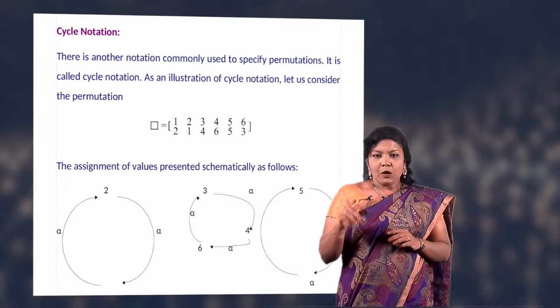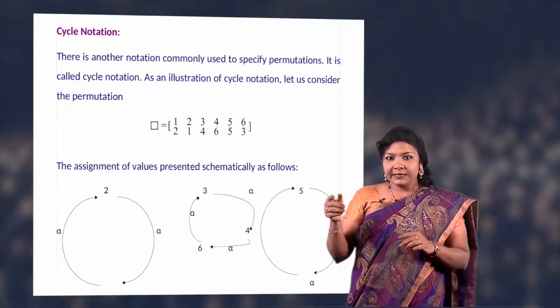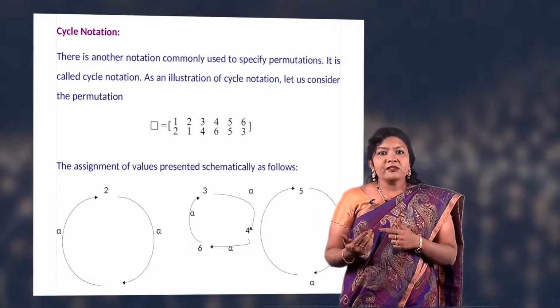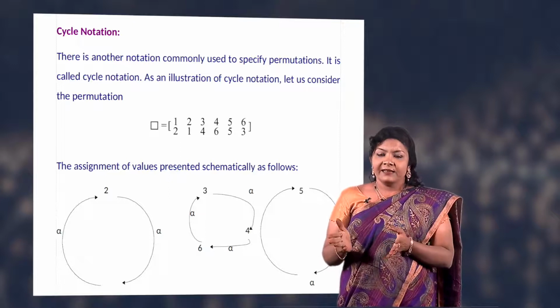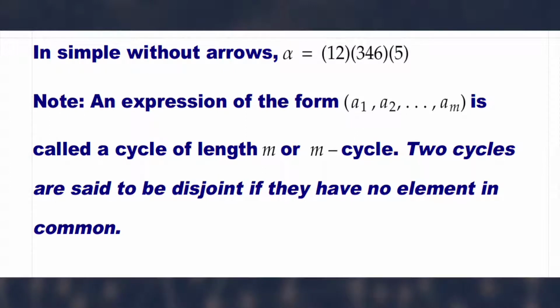Alpha is equal to 1 goes to 2, 2 goes to 1, 3 goes to 4, 4 goes to 6, 5 goes to 5, 6 goes to 3. The assignment of values is presented schematically in this way. See these diagrams. In simple terms without arrows, alpha is equal to 1 goes to 2, 2 goes to 1. It creates a cycle. 3 goes to 4, 4 goes to 6, again 6 goes to 3. It forms a cycle. 5 goes to itself, it creates a cycle.